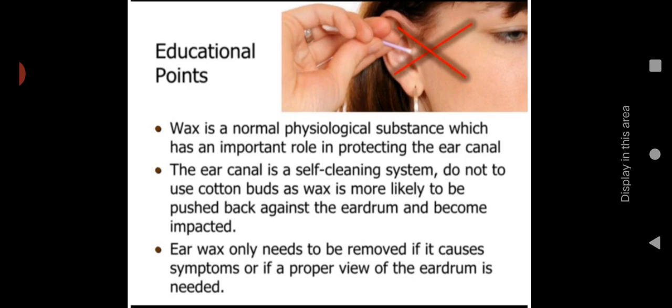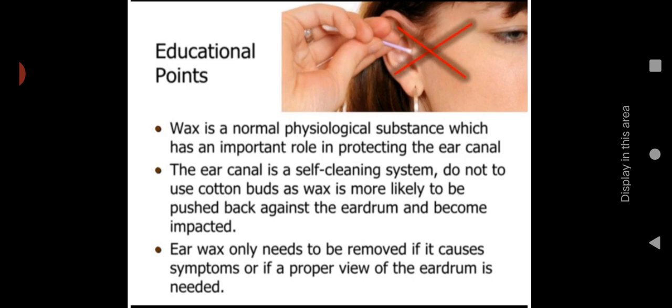So from this slide you can see that wax is a normal physiological substance. Like in your body, so many fluids and so many kinds of membranes are there. Wax is also a normal physiological substance. The important role of wax is to protect the ear canal.